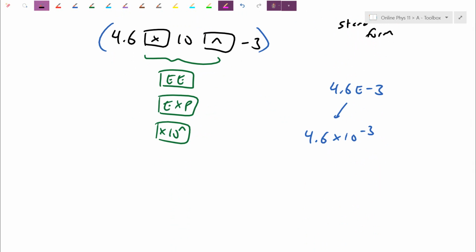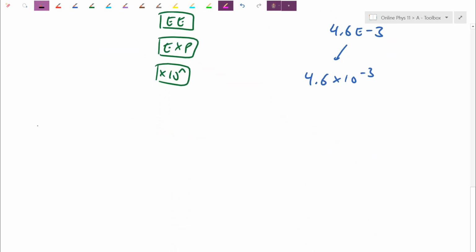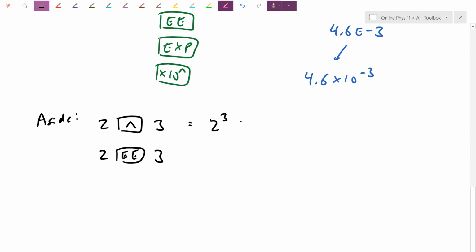Make sure you can find it on your calculator. One quick aside here, be careful. Let's imagine I type the number 2 hat 3 versus 2, then EXP 3. Are these the same? Well, let's see what this means. 2 to the power 3 means 3 multiples of 2, right? 2 times itself, 2 times 2 times 2. Well, that would give you 8.